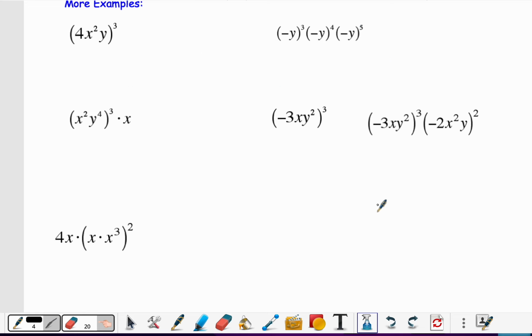Here are some to try on your own. I will let you pause the video if you want to try them. Otherwise, I'm going to go through them very, very quickly before we look at a couple more things. This would be 4 cubed x to the 6th y cubed. You could simplify 4 cubed. That's just going to be 64.